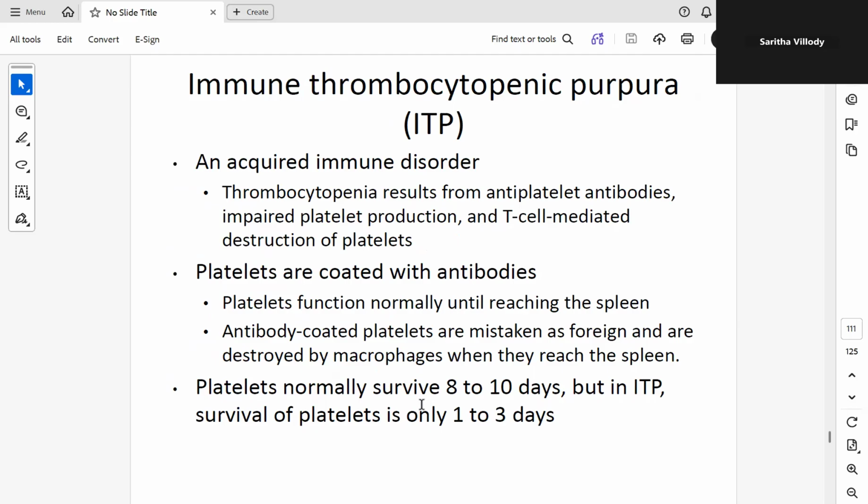In ITP, what we see is that our body develops antiplatelet antibodies. These antibodies get attached to the platelet and then it destroys the platelets. So that is the pathology behind that. It's an autoimmune disease. So our normal lifespan of platelet is 8 to 10 days. In case of ITP, when it's coated with antibodies, the survival time reduces to 1 to 3 days. So that means platelets are getting destroyed at an alarming speed.